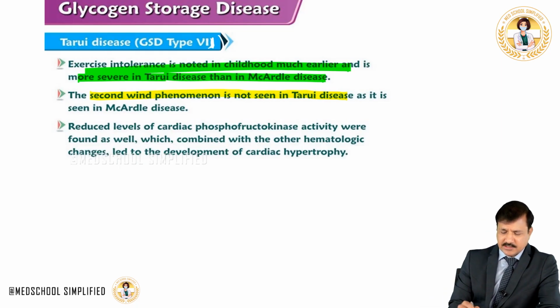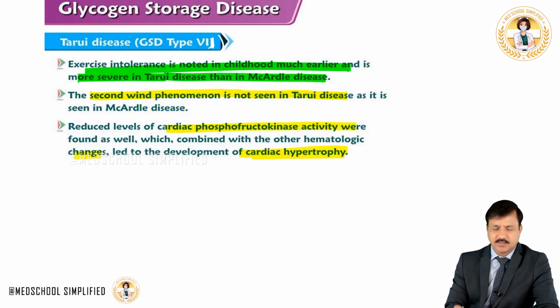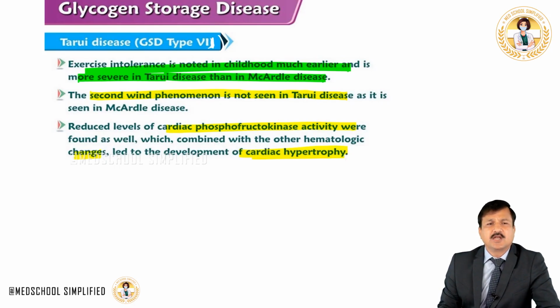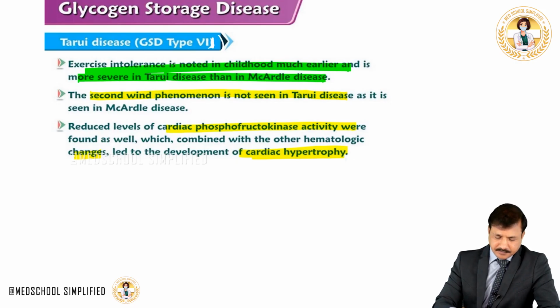Now, the reduced levels of cardiac muscle phosphofructokinase activity in Tarui disease, combined with hematological changes, will lead to cardiac hypertrophy in Tarui disease. That kind of feature we generally don't see in McArdle's disease. So cardiac hypertrophy is one of the features of Tarui disease that you must remember.